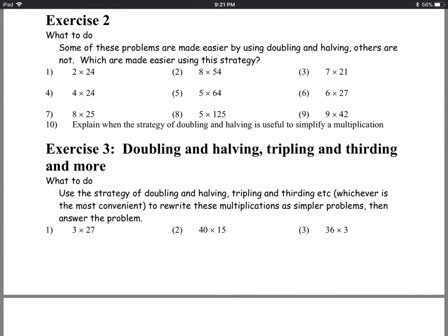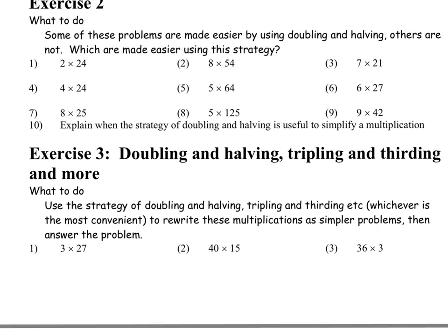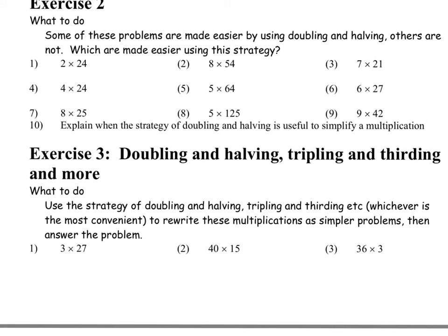Exercise 2 says, some of these problems are made easier by using doubling and halving, others are not. Which are made easier using a strategy? So let's look at number 1, 2 times 24. Well, I already know that 24 doubled is 48. So I could half 2 and be 1, and 1 times 48. So yeah, I guess I could do doubling and halving. Let's look at the next one, 4 times 24. I could do half of 4, which is 2, double 24, which is 48.